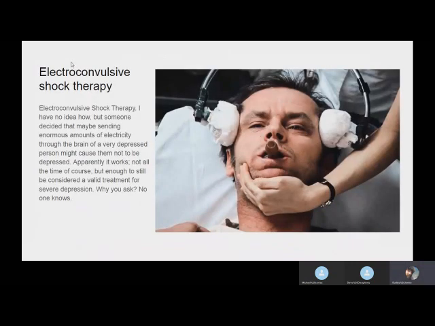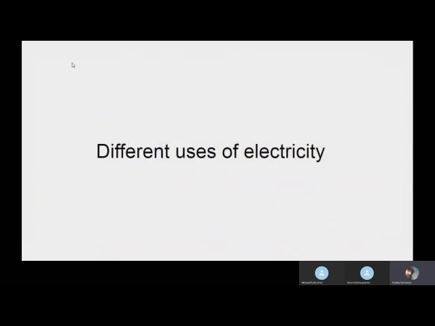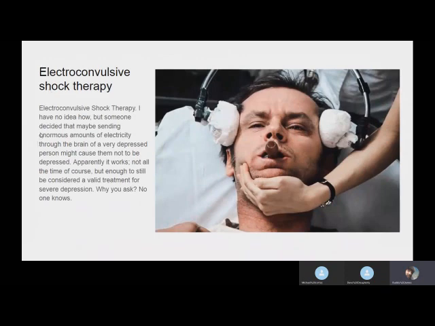Electroconvulsive shock therapy, because throughout history we've used electricity for so many different things. We use it to kill people in jail. We use it to change people's minds through electroshock therapy. There's so many different things, so I'll just go on with this. Electroconvulsive shock therapy. I have no idea how, but someone decided that maybe sending enormous amounts of electricity through the brain of a very depressed person might cause them not to be depressed.